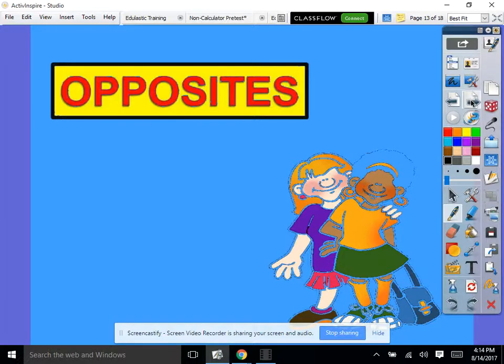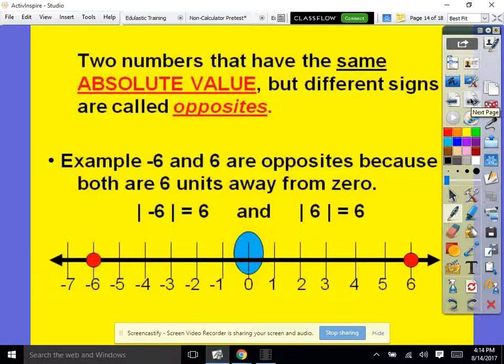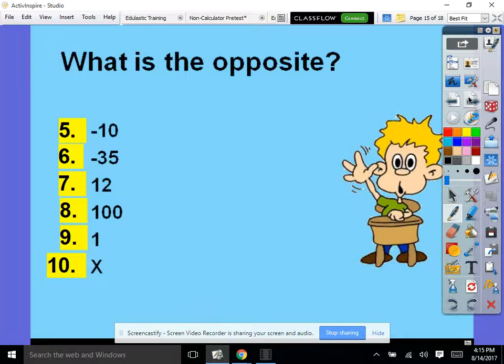Now we're going to talk about opposites. Two numbers that have the same absolute value but different signs are called opposites. For example, -6 and 6 are opposites because both are 6 units away from 0. The absolute value of -6 is 6, and the absolute value of +6 is 6. So what is the opposite of -10? The opposite of -10 would be +10.